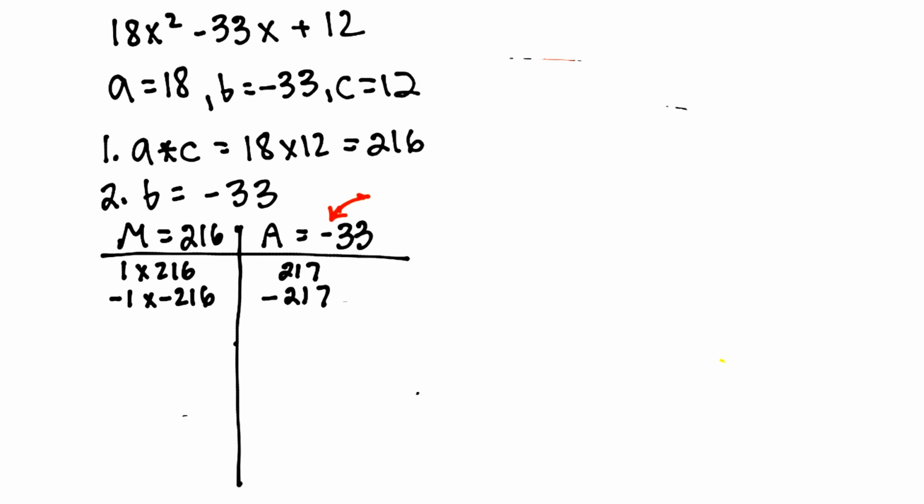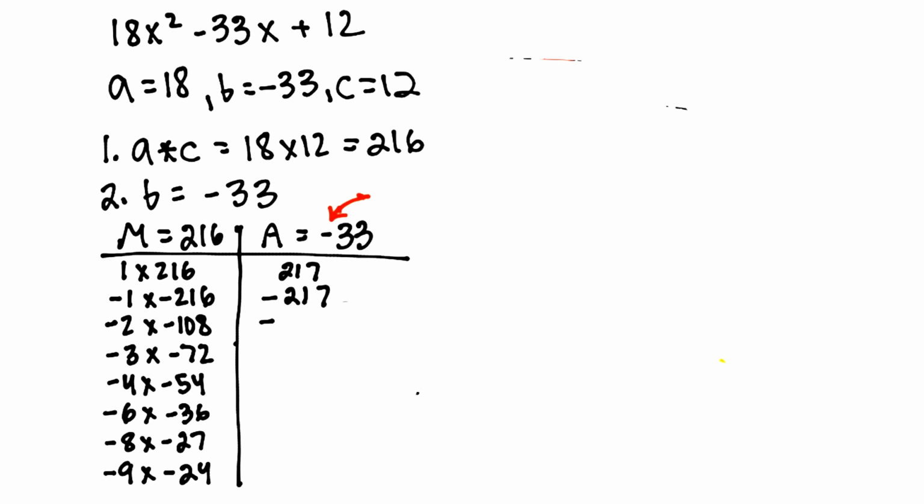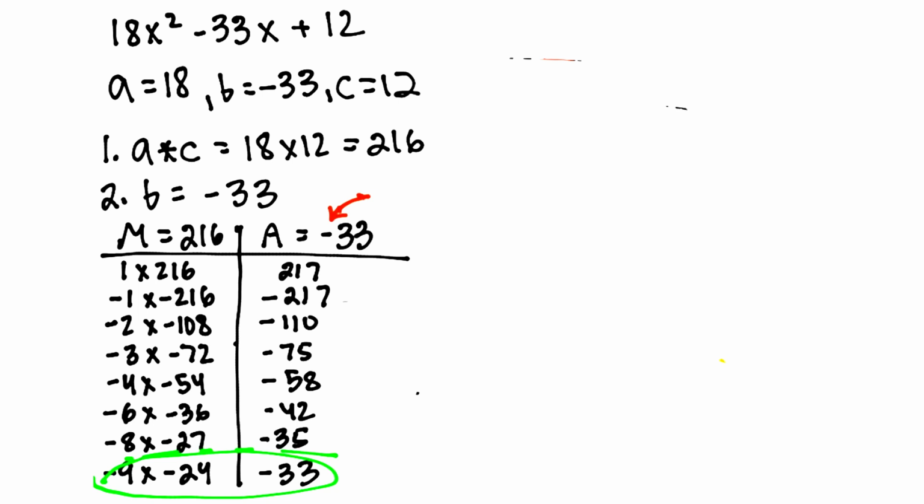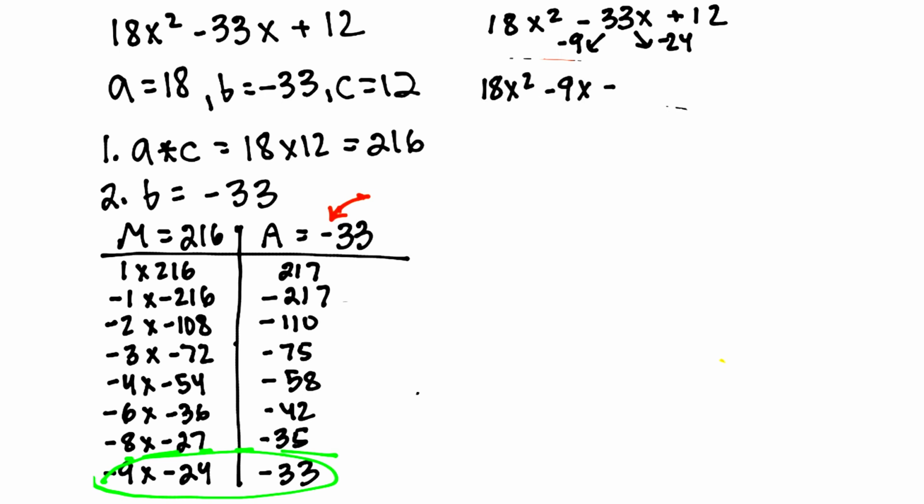So now I'm just going to write out all the factors of 216 up to 9 real quick. And then I'll write out what they add to. And voila, we found our two magic numbers, -9 and -24. So first step, we'll rewrite our original quadratic by splitting this up into -9 and -24. So we'll get 18x squared minus 9x minus 24x plus 12.